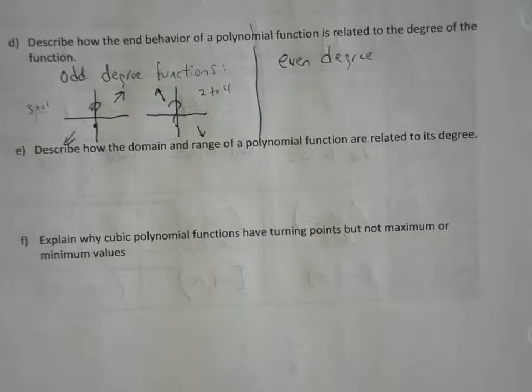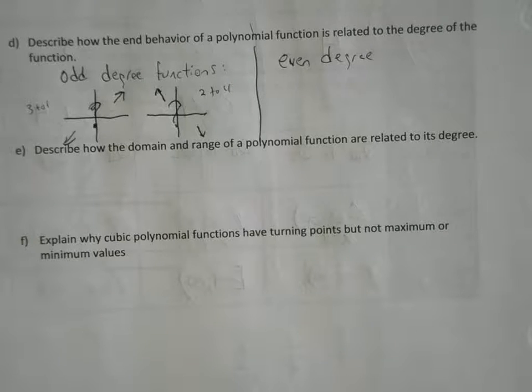Okay, even degree. We've only looked at one type of even degree polynomial function. That's the quadratic. It looks like a parabola. That is degree 2. It's either going to go from 2 to 1. Need a longer shirt. I'll do this. Okay. Or 3 to 4.